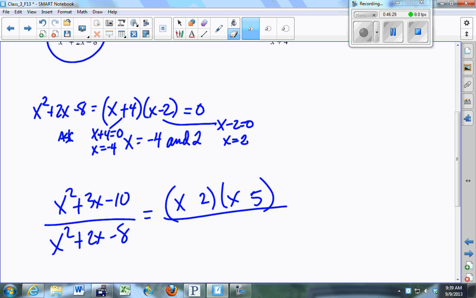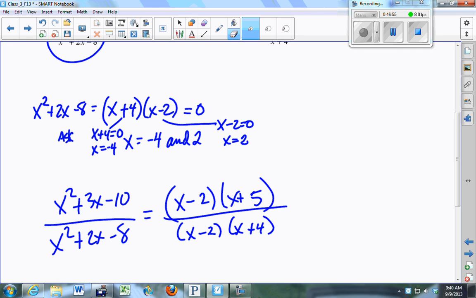There we go, okay? X minus 2 times x plus 5. So I factored the top completely into prime factors. Now look at the top. The top will often help you, but not always. I got x minus 2, x plus 4. So I factored the top and bottom.